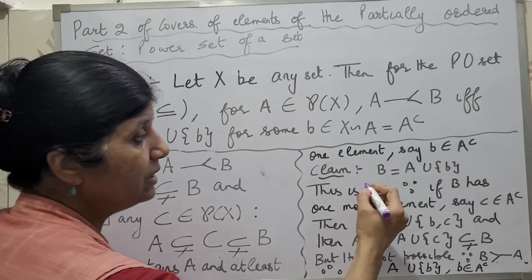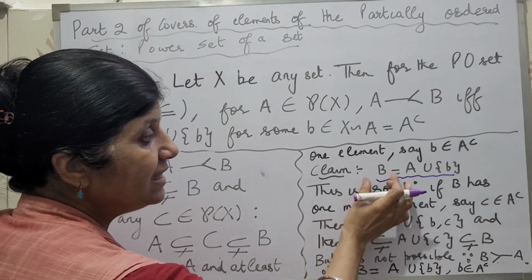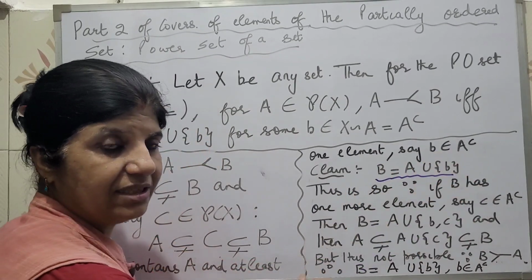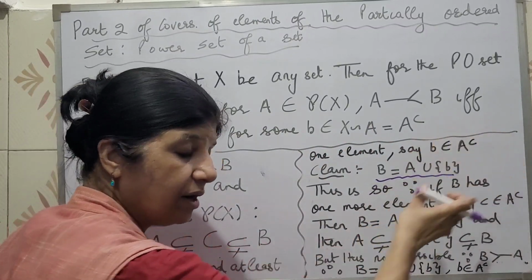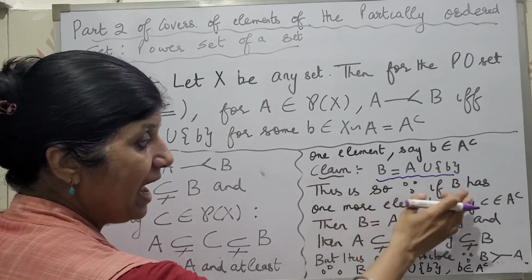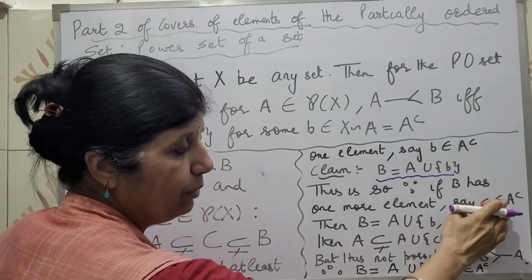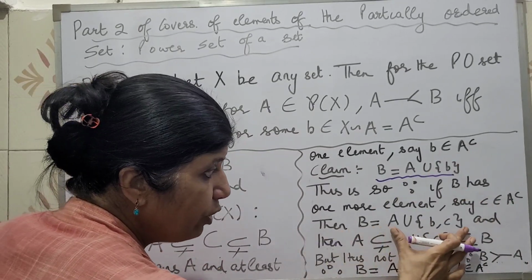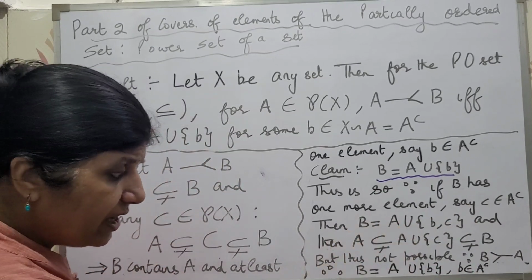Now what I claim is that B is exactly equal to A union the singleton set, the set consisting of the single element b. So B cannot have more than one element of the complement. Why? Because if B has one more element, let's say that element is c belonging to A complement, and this c is different from b, in that case B will be of the form A union the set {b, c}, and in that case what will happen?